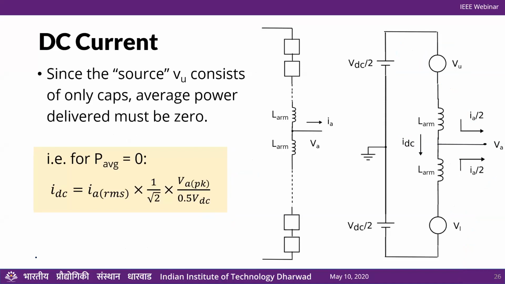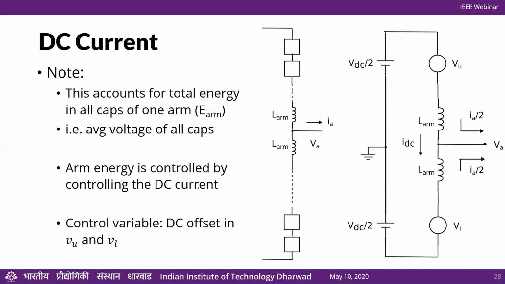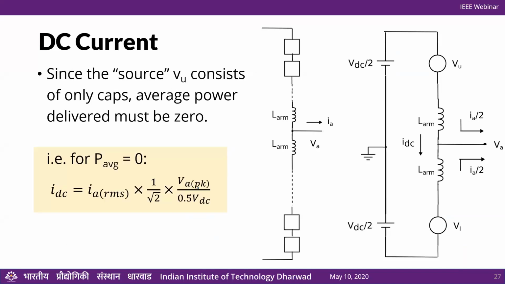We're just talking about VA in terms of its peak value. So this is the expression, and if you look at pretty much any paper that introduces MMCs and their dynamics and modeling, these are some of the equations that you'll come across. But I'm just giving you a basic idea of where they come from and how you can get to them by first principles.